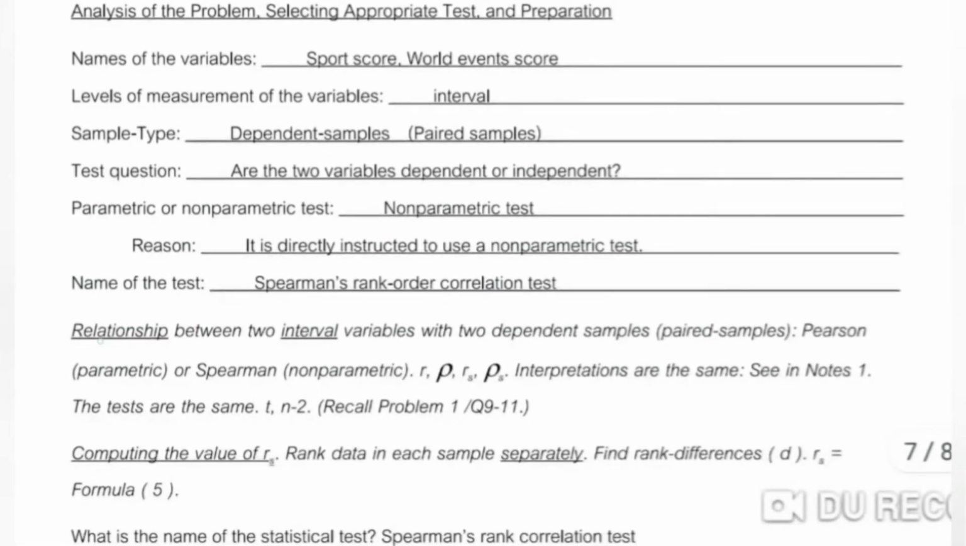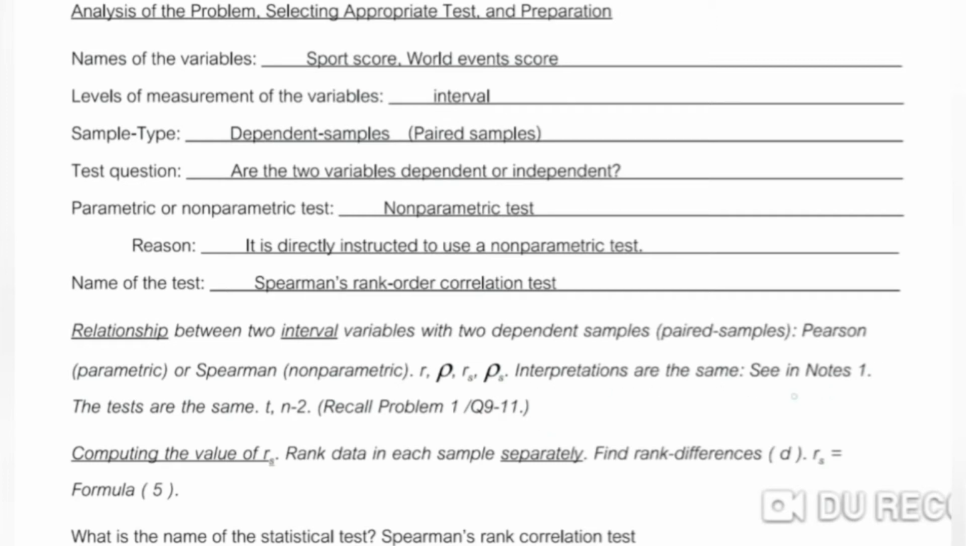After that, you can see the relationship between two interval variables, actually ordinal, interval, ratio, whatever, with two dependent samples given. Then you have two choices. Pearson is called a parametric test. Spearman test is a non-parametric test. We denote Pearson correlation coefficient by r for samples, rho for population. Spearman's correlation by rS for sample, rho S for the population. Interpretation is the same. I said this.